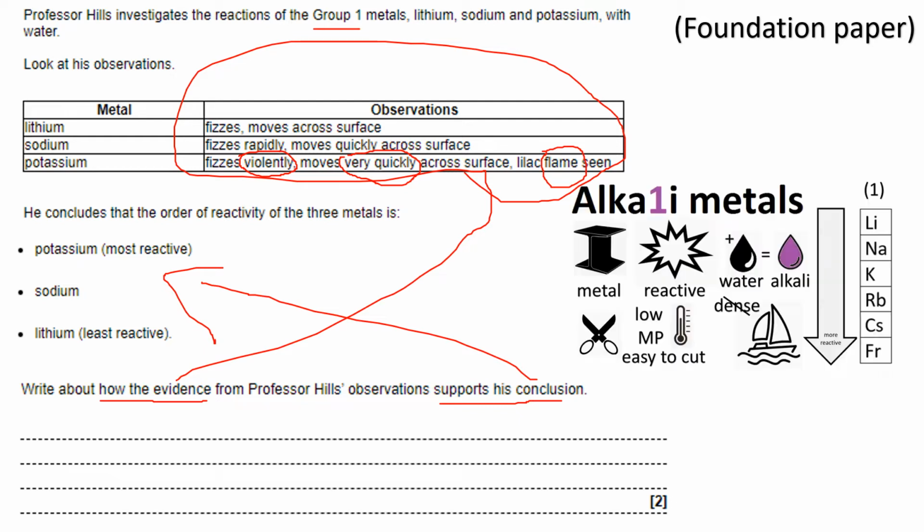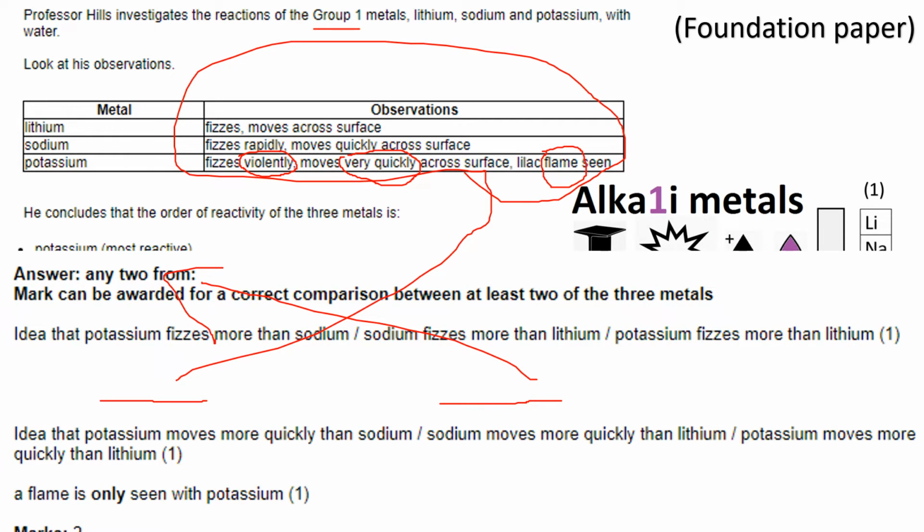So the kind of answers they're looking for are these. The idea that potassium fizzes more than sodium, or sodium fizzes more than lithium, or potassium fizzes more than lithium would get you a mark. And then the idea that potassium moves more quickly, or sodium moves more quickly than lithium. You're comparing them, aren't you? And finally, you might also mention the flame is only seen with potassium, but you'd have to say it's only seen with potassium, because that's the point. The other 2 don't have flames in this example. So it's just picking out the evidence. What evidence supported his conclusion?